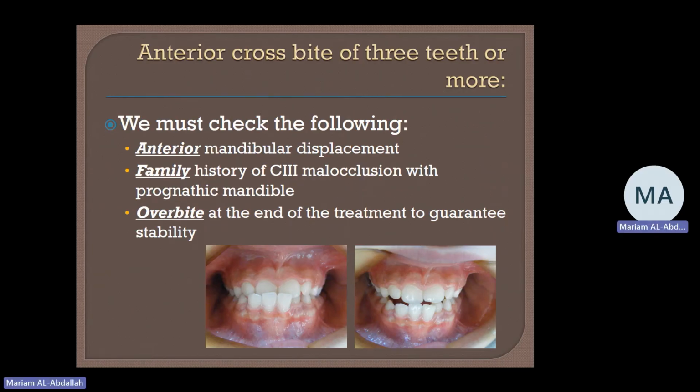Now, if you have anterior crossbite that involves 3 anterior teeth or more, you need to sit and think about 3 questions. Is there mandibular displacement or not? Can the patient bite edge to edge? Is there family history of class 3 skeletal pattern, class 3 malocclusion? Is there enough overbite to guarantee stability of my corrected anterior crossbite or not? These are very important questions because you can move from a case that is very simple that can be treated by the general dentist to a case that is difficult and needs to be treated by the orthodontist.